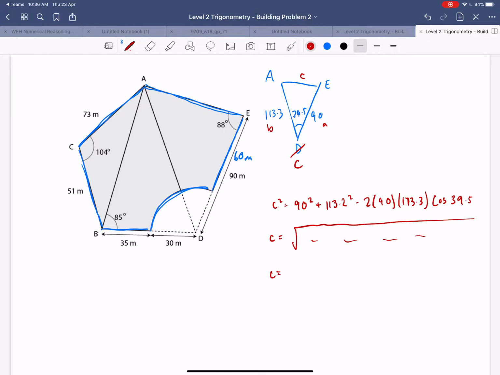So c is the square root of 90 squared plus 113.3 squared minus 2 lots of 90 times 113.3 cos 39.5, close brackets, 72.1 meters. 72.1 meters. Okay.